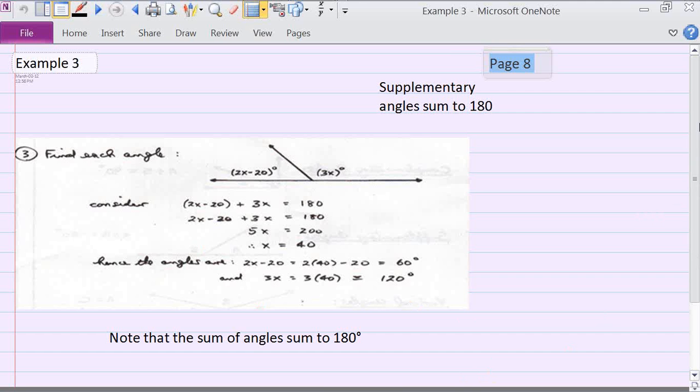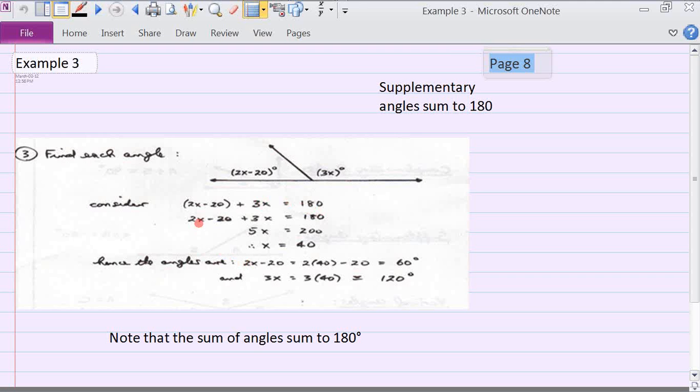Now, example 3, we're supposed to find each of these angles here, and in this case, these angles are supplementary angles because they sum to 180. Why? This is a straight line right here. So the straight line consists of 180 degrees. So the sum of this angle and this angle must equal 180. So 2x minus 20 is this angle. This angle is 3x, and the sum must be 180.